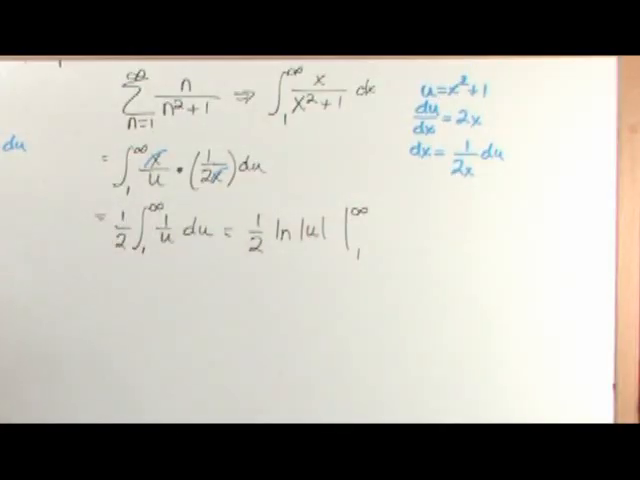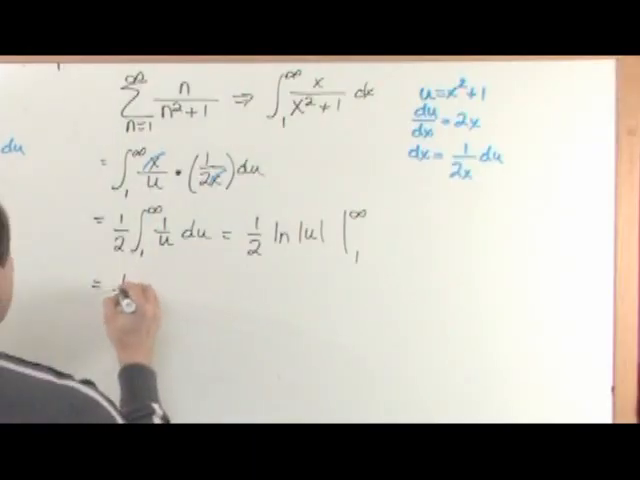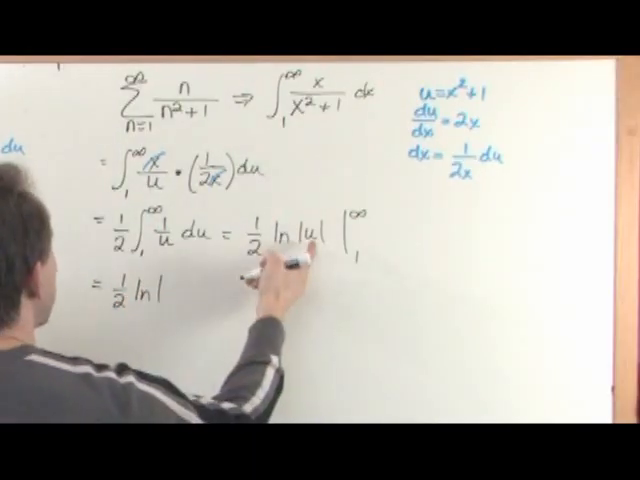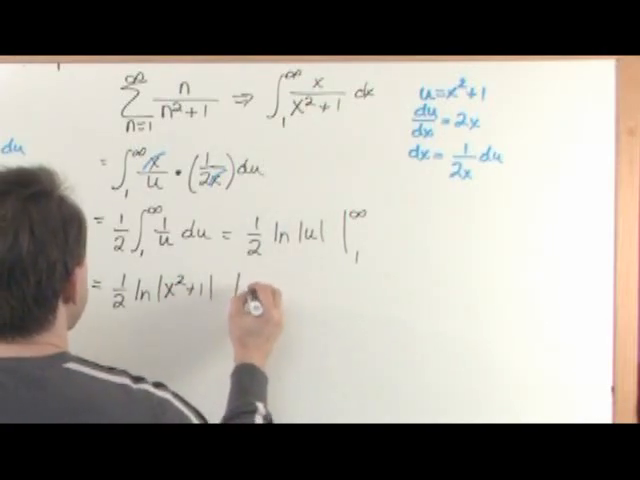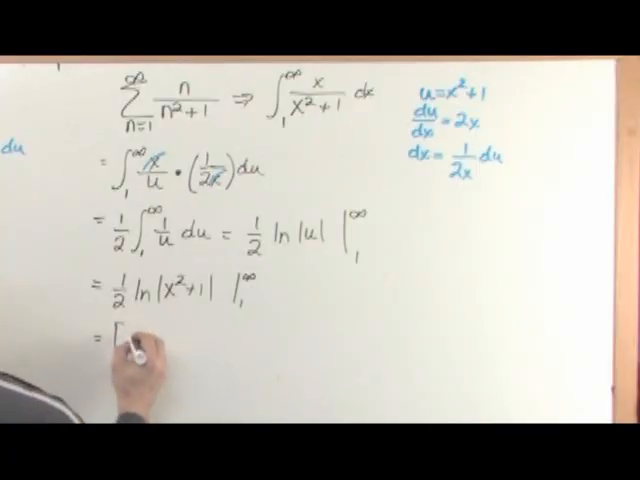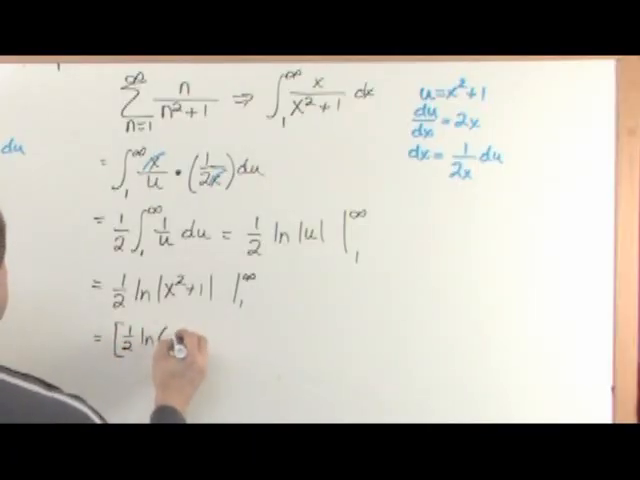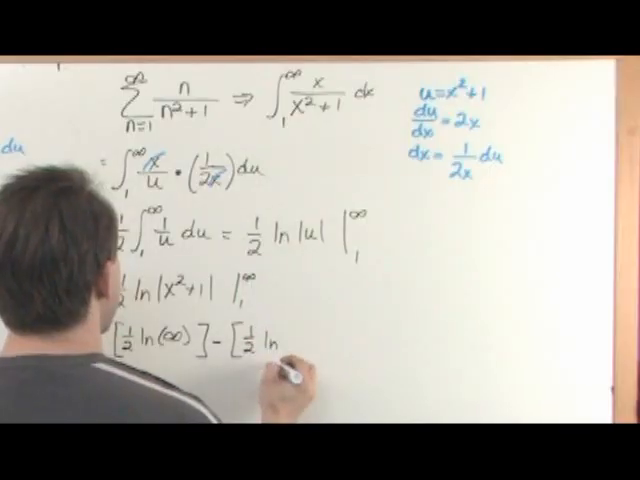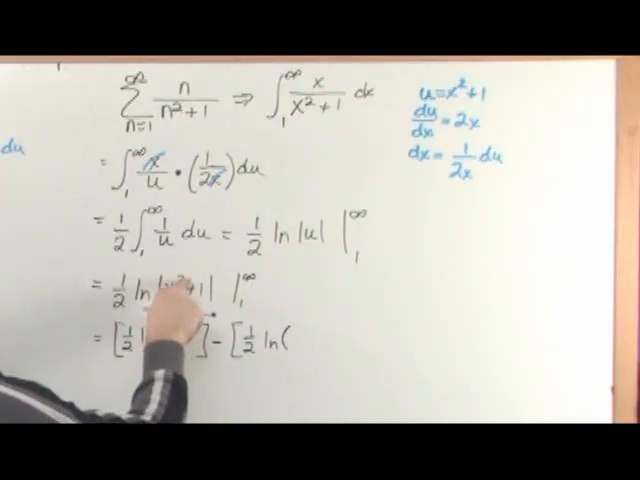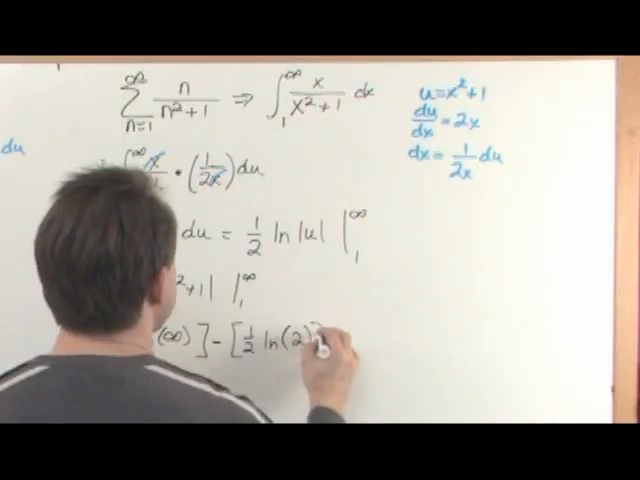But we don't actually want to evaluate it yet, because I have my answer in terms of u and my limits in terms of the other thing there. So what I'm going to do next is say 1/2 natural log, and I'm going to plug in what I know for the u, which is x squared plus 1, evaluated from 1 to infinity. And let's go ahead and do that. It's 1/2 times natural log of infinity, plugging in infinity here, infinity squared plus 1 is infinity, minus 1/2 natural log of 1 squared plus 1 is 2, okay?